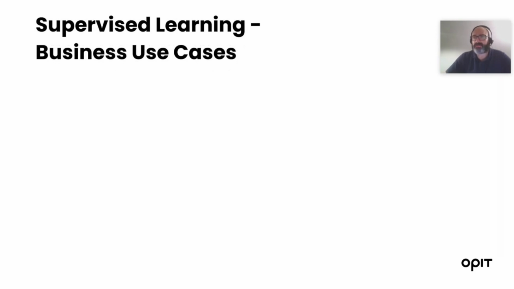Which are the business use cases for supervised learning? Predicting client churn. What does it mean? This is the case when clients leave their phone company or their bank. And this is an important business case for supervised learning because they need to know in advance if there are actions they can take in order to retain the client.